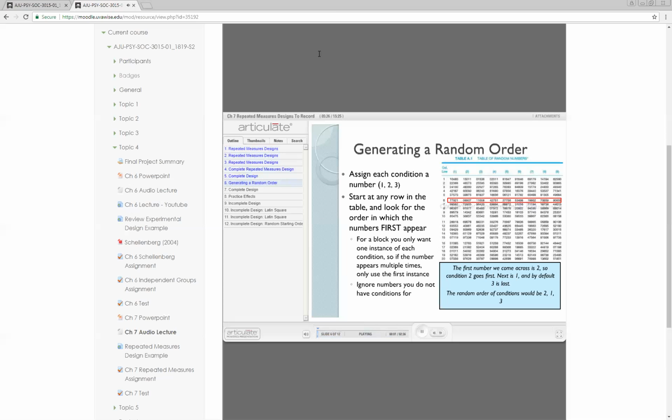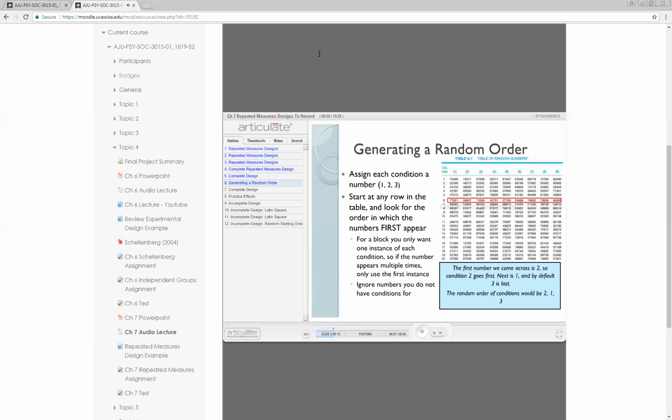So in terms of picking what the random order is, we have a specific strategy. If we just picked random numbers off the top of our head, it likely wouldn't be random. So we're going to use Appendix 1, which is on page 443 of your textbook. I've got a picture of part of it right here to help us. The way we're going to determine the order of the conditions within each block is we're going to assign each condition a number.